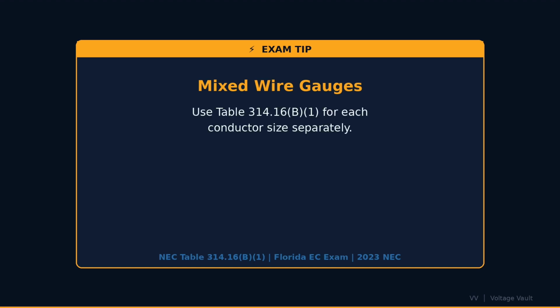One exam tip before you go. When the question gives you mixed wire gauges, use Table 314.16(B)(1) for each size separately and add them. Don't average, don't round. Exact table values every time.